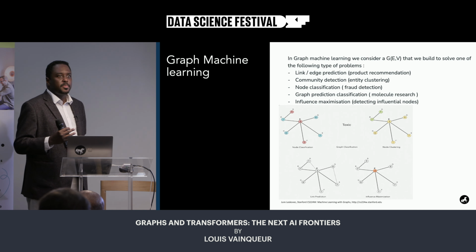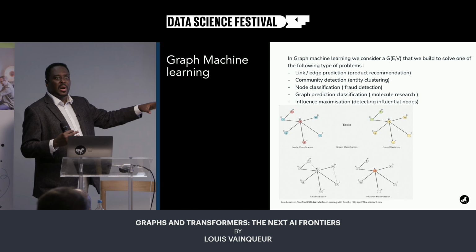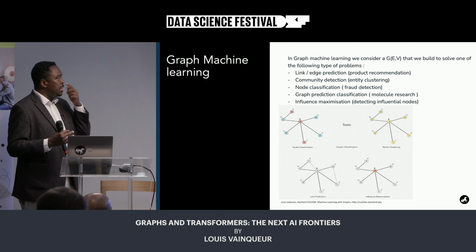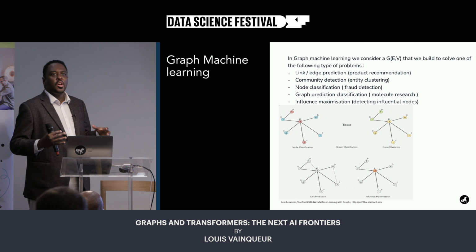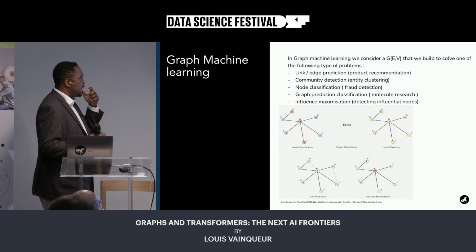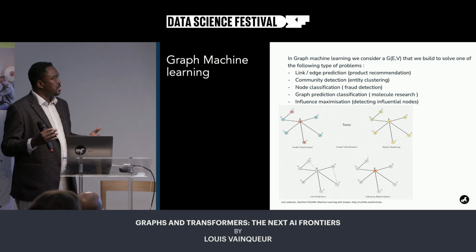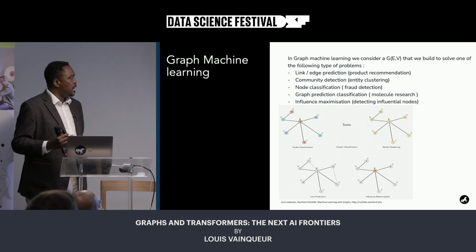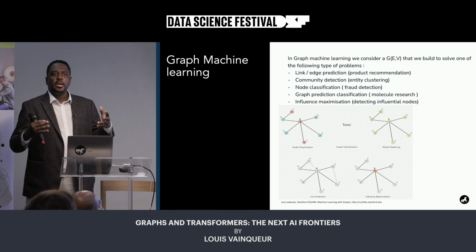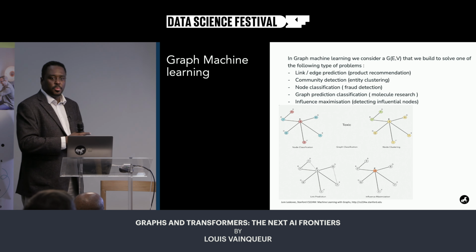You have influence maximization. So this is at the core what PageRank was linked to. So can I understand who is the most influential node in a network of people or even a network of information? And then you have link prediction. And that one, for example, is pretty much from what I've heard used at eBay in order to understand which product should someone be recommended to buy.